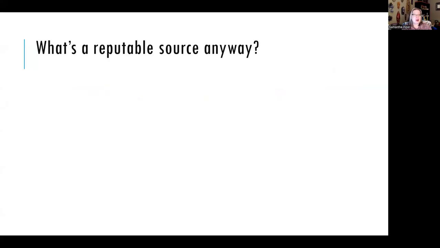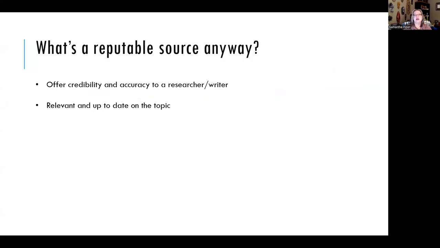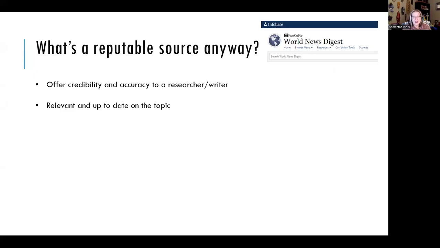So, what's a reputable source anyway? Look at the credibility and the accuracy of the researcher and the information presented. Look at how relevant and up to date the topic is. Is it something that people are talking about now, especially in the research, or is it completely out of date?